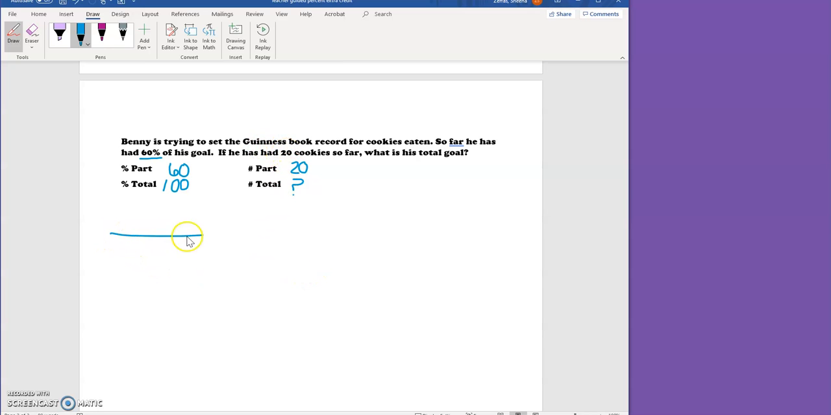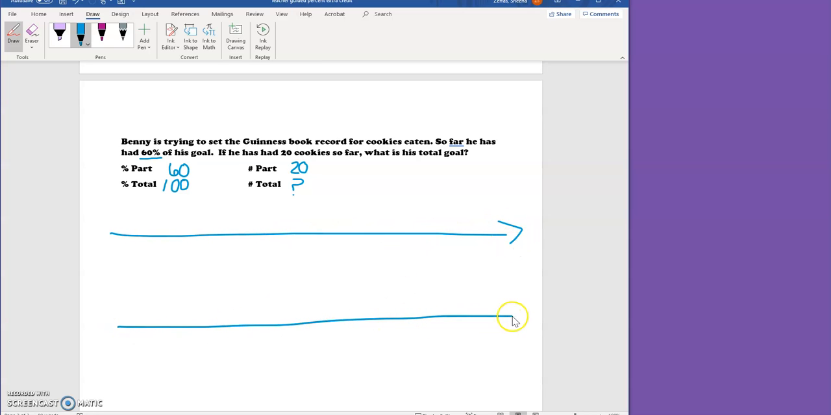I'm going to continue to use a double number line to help me solve. And again, I'm going to input the percent part. So we have 60. And now I do know the part, so above the part I'm going to put 20. And so then the other information I know is the total percent is 100. And I'm looking to find what number goes with that.